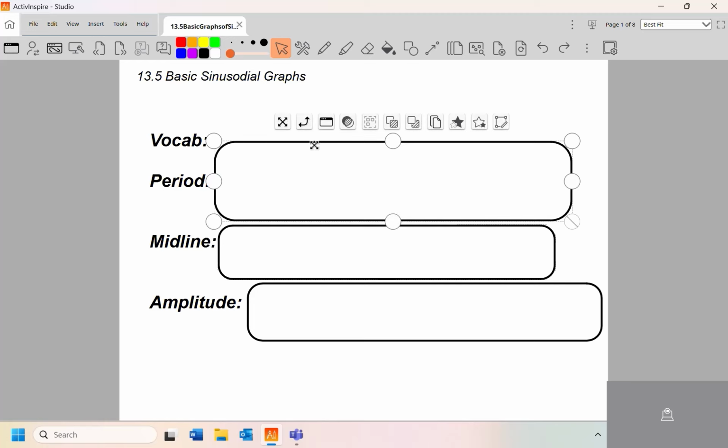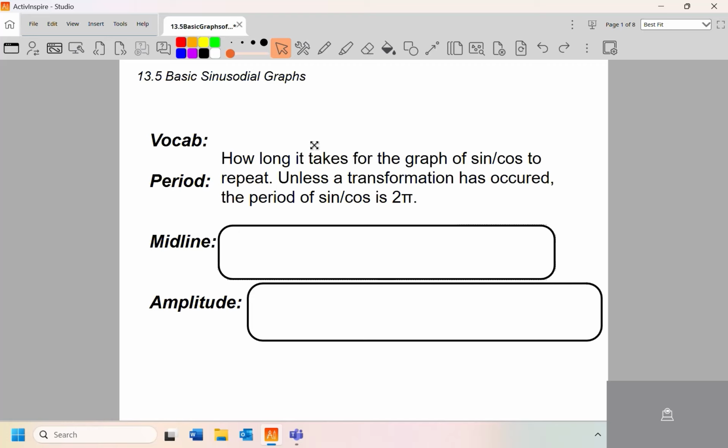The vocab coming up is the period. Period is how long it takes for the graph, in this case, of sine or cosine to repeat. And unless a transformation has occurred, the period of sine or cosine is going to be 2 pi, or 360 degrees. But we don't really graph with degrees because we'd have to carry the grid out so far. But we could. We could.